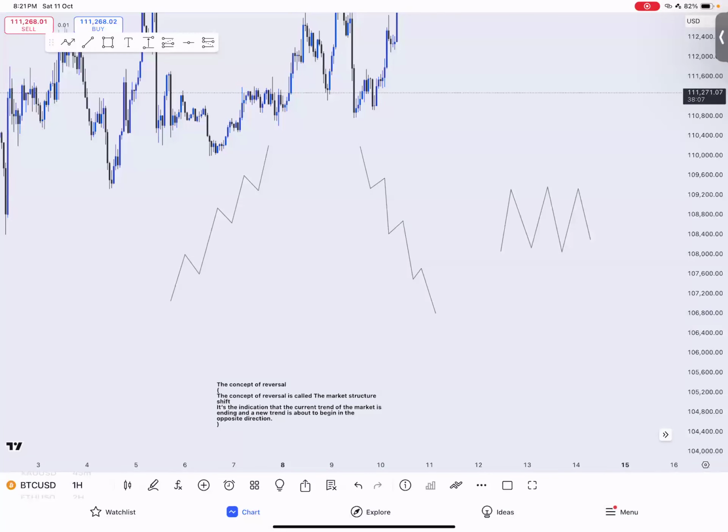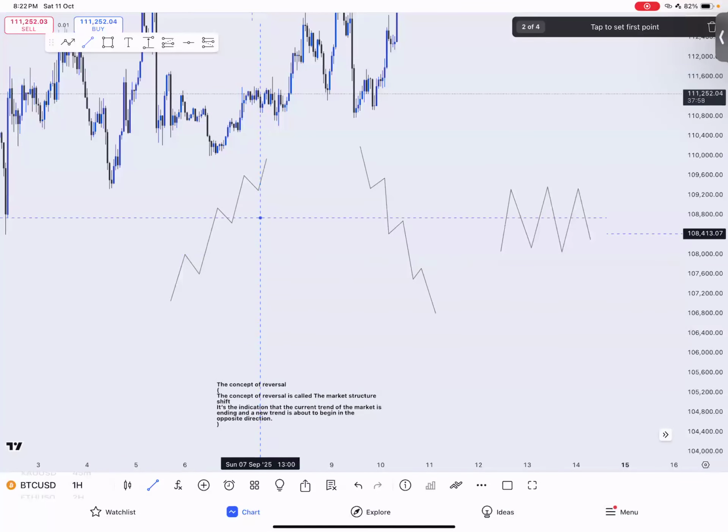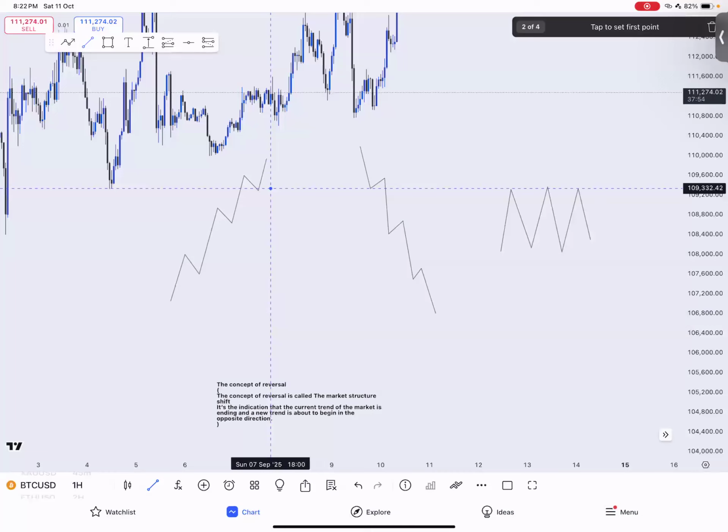Now, how do you tell what a market structure shift is? It's basically when price deviates from the current pattern of a particular trend. Now, we already know that an uptrend is made up of what? Higher highs and higher lows. The moment price deviates from making higher highs and higher lows, then a market structure shift just occurred.